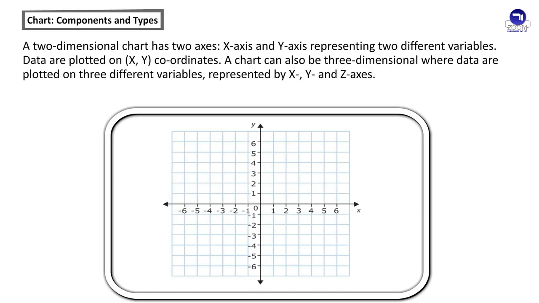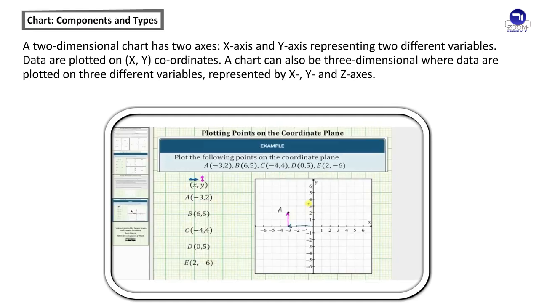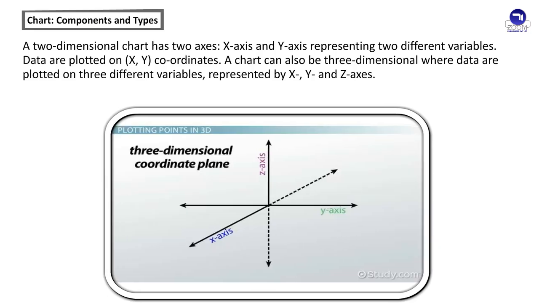A two-dimensional chart has two axes, x-axis and y-axis, representing two different variables. Data are plotted on x and y coordinates. A chart can also be three-dimensional, where data are plotted on three different variables represented by the x, y, and z axis.